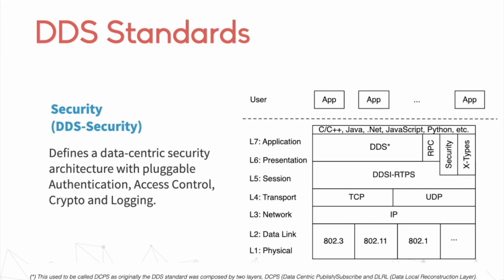DDS Security is another important addition to the DDS family as it provides a pluggable, or let's say plugin-based, security infrastructure to control, among other things, access control, authentication, crypto, and logging. Because of a plugin-based architecture, you can plug in your crypto, you can plug in your access control, and so on and so forth. But of course, there are some default plugins, mostly based on PKI infrastructure.